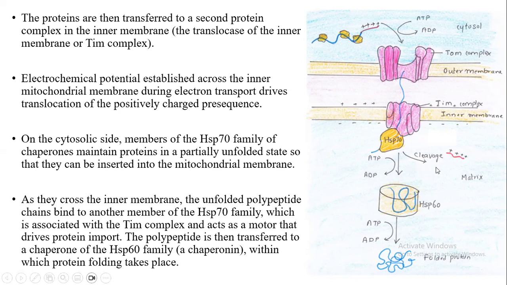Once a protein is imported into the matrix, the pre-sequences are cleaved off, and then the remaining polypeptide sequence is transferred to another chaperone protein known as the HSP60 chaperone protein. The HSP60 chaperone protein provides an environment wherein the final folding of the protein to its final conformation takes place, which is again an energy requiring process.